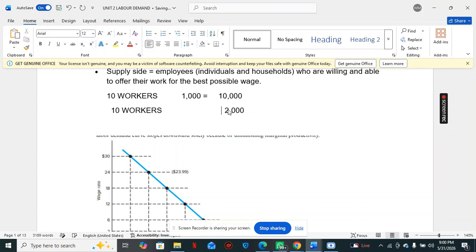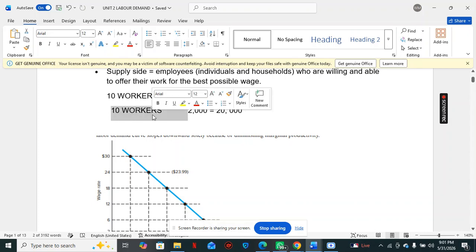Because if you keep these 10 workers, your labor cost is going to be 20,000. It doubles also. So when the wage rate increases, you as an employer won't want as many workers as possible. You might even scale down your workers. From 10 workers, you might drop down to 5 workers, so that at least you maintain this 10,000 labor cost.